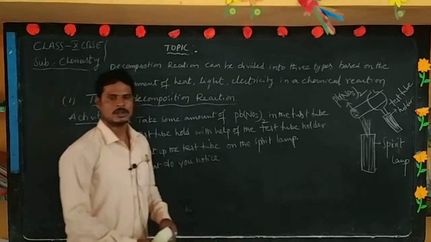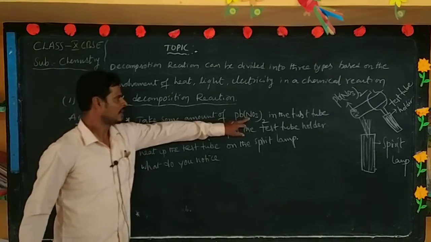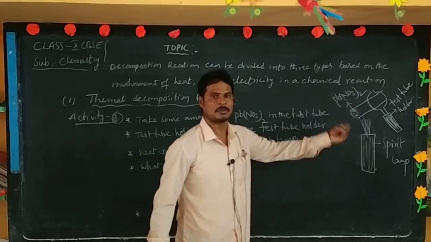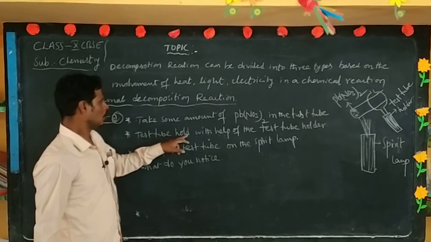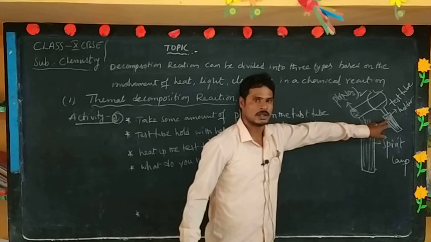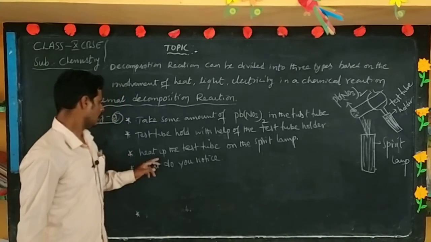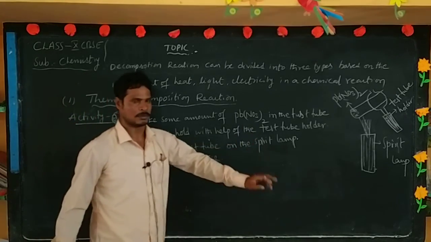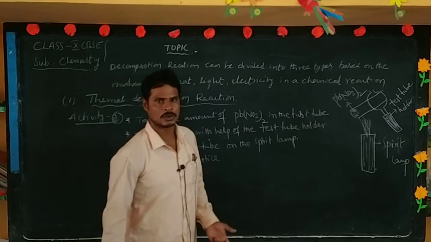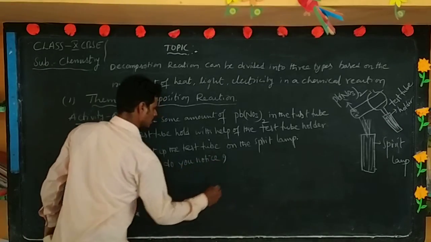Now second activity, observe. What do you observe here? Take some amount of lead nitrate in a test tube. Then second point, hold the test tube with the help of the test tube holder. This is the test tube holder. Next, third point, heat up the test tube on the spirit lamp. Then what do you notice? Are there any changes?